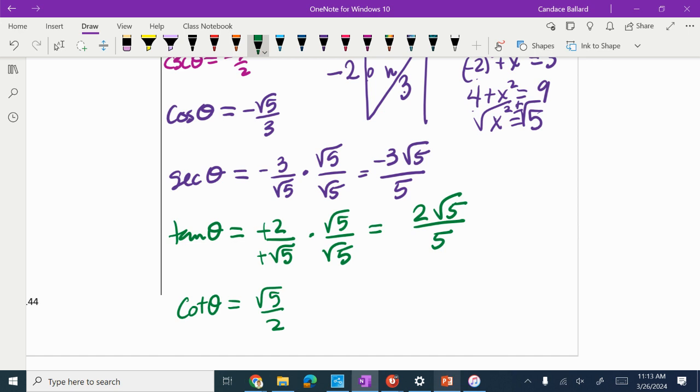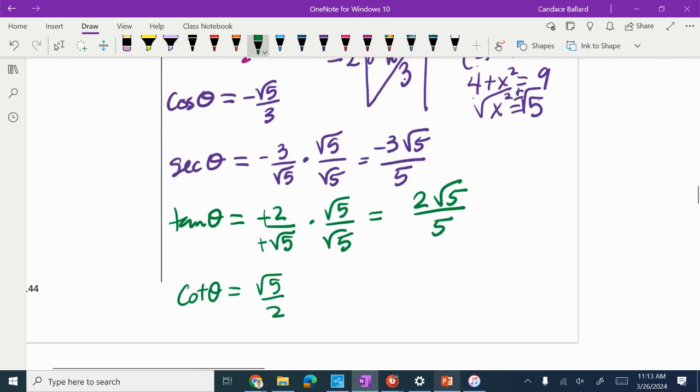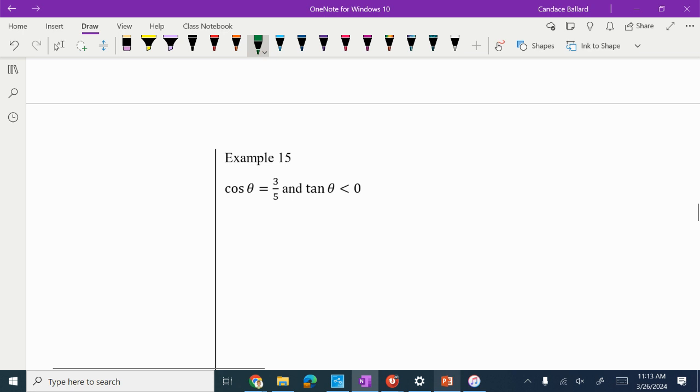Okay, we're going to try a couple more. I'm not sure we're going to finish all the way today. We'll finish them tomorrow probably. Okay, let's keep going with this concept right here. Any questions on that one? Okay, so it's kind of more of the same.